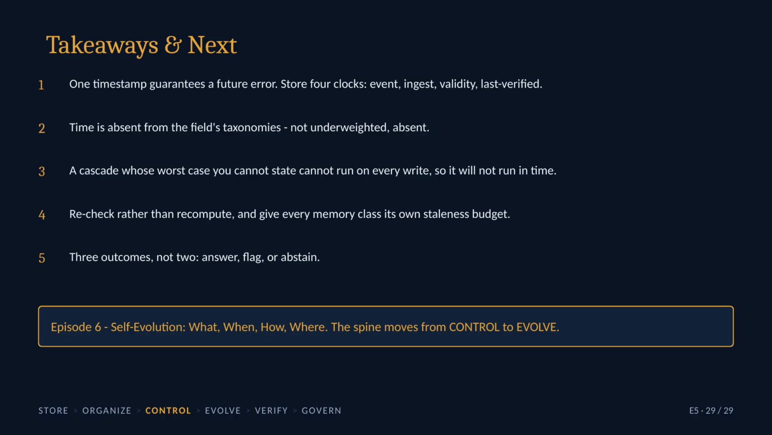Next episode we leave the control segment and start on self-evolution: what changes, when, how, and where. That segment boundary is a real change of subject. Everything so far has been about managing memory, and what follows is about changing the agent.